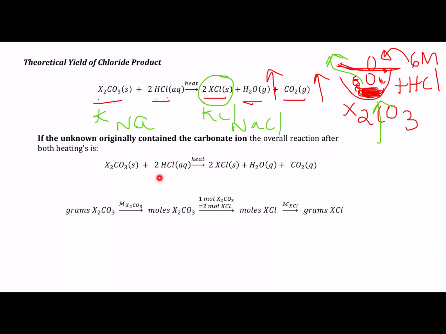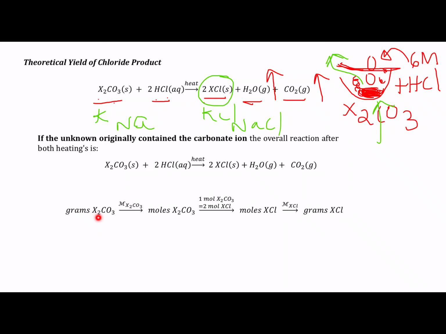So this is the overall reaction if you had a metal carbonate to begin with. So we can find out theoretically the amount of metal chloride that can be formed from the original amount of metal carbonate we took. We have done so many questions like this. Even in your exam, you have solved many problems similar to this.